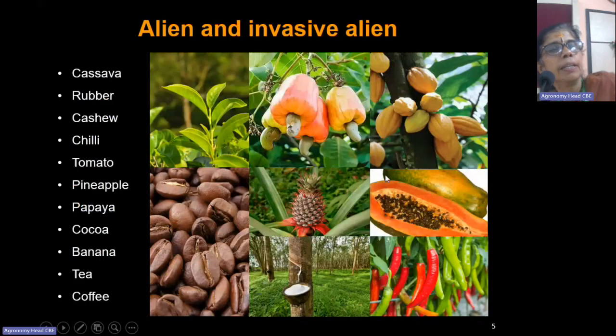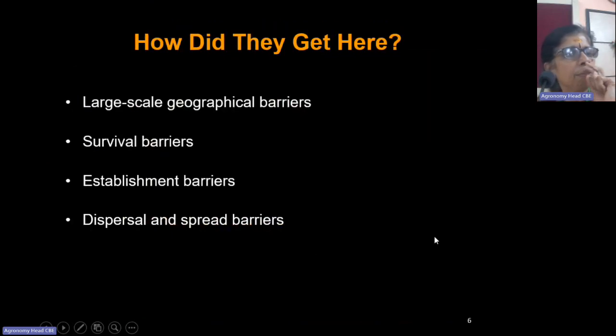So this is again a list of some of the alien species, and our invasive aliens are different. These are alien crops, now naturalized, and we now think of them as our own crops. Okay, so invasive aliens are different.